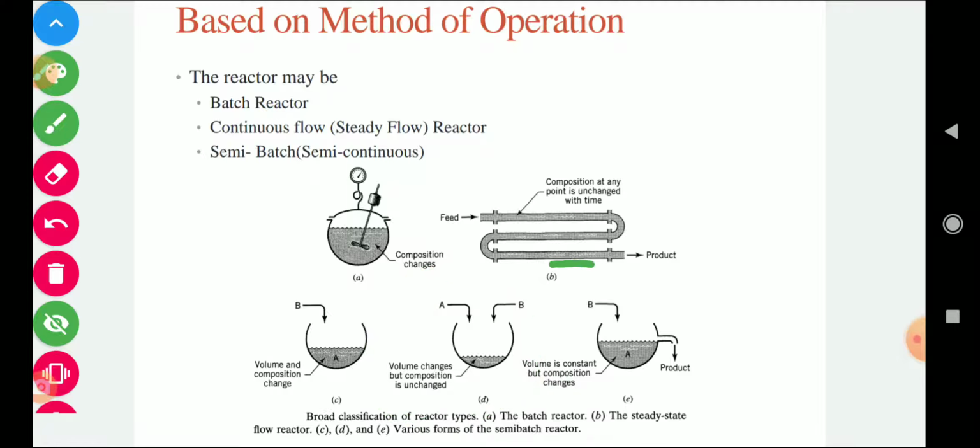In the third example, A is already present in the reactor, and we are continuously injecting B into the reactor and continuously taking out the product. The rate of inflow of B is equal to the rate of outflow of product. So the volume in this case will be constant, but the composition of A and B in the reactor will change with respect to time. So these are some examples of semi-batch reactors.